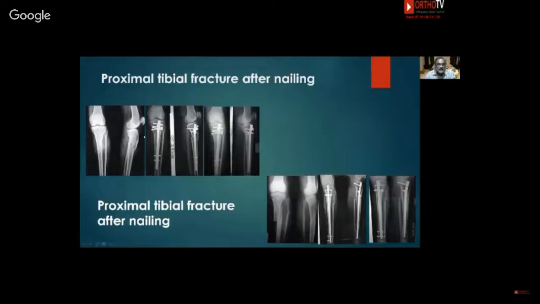And this is also another example, a very proximal fracture, only near about 5 or 6 centimeters of the part is there, and the nailing was done. There was some malalignment, but it has compensated. This is acceptable, and the fracture has completely healed.